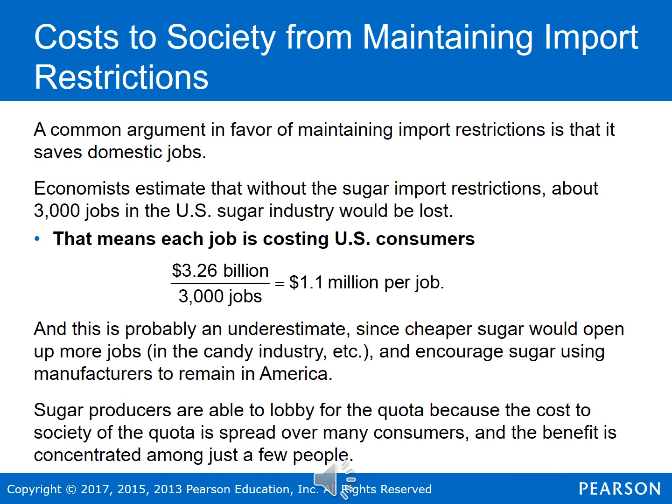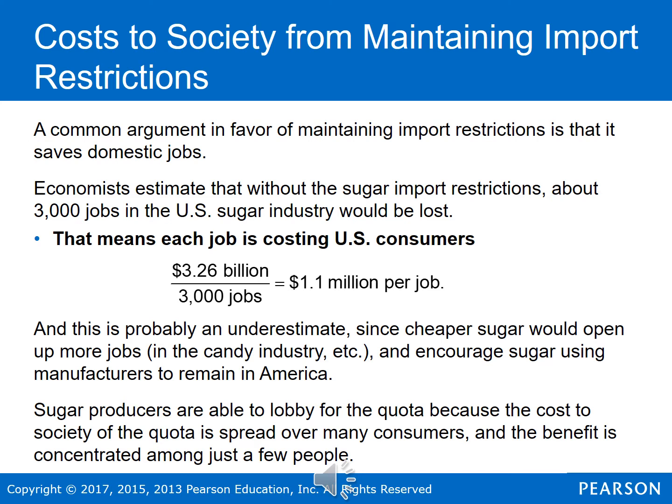So now looking at the total cost of import restrictions divided by the number of jobs, we can figure out the cost per job. So $3.26 billion of cost of maintaining this import restriction, of lost value to U.S. consumers and additional increased costs paid. If we divide that by the 3,000 or so jobs, that ends up with about $1.1 million per job. So in order to save one job, it costs U.S. consumers $1.1 million. Now, this is probably an underestimate, since cheaper sugar would open up more jobs in the United States, for instance, in the candy industry. And it would encourage sugar-using manufacturers to remain in the United States.